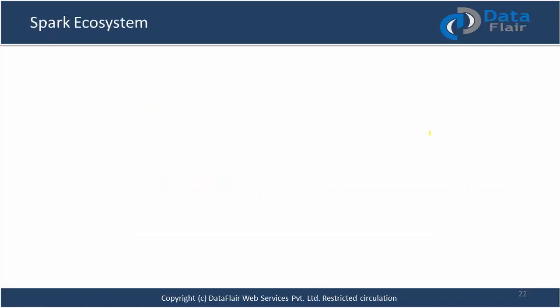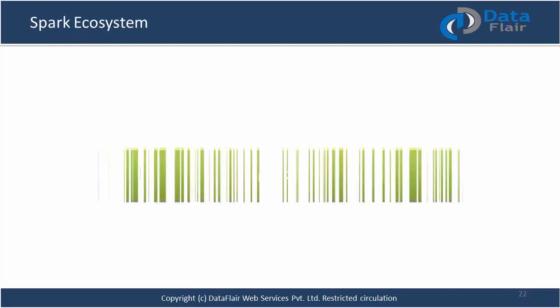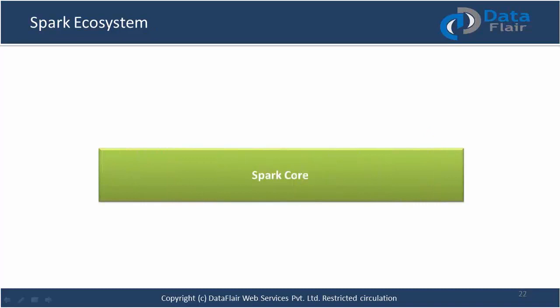Let's proceed ahead. Now let's talk about the Apache Spark ecosystem. Spark has lots of members in its ecosystem. The very first component is Spark Core. Guys, Spark Core is at the heart of Spark. Spark Core has all the important code. It's the component which provides in-memory computation. Spark Core is the most important component in the ecosystem.